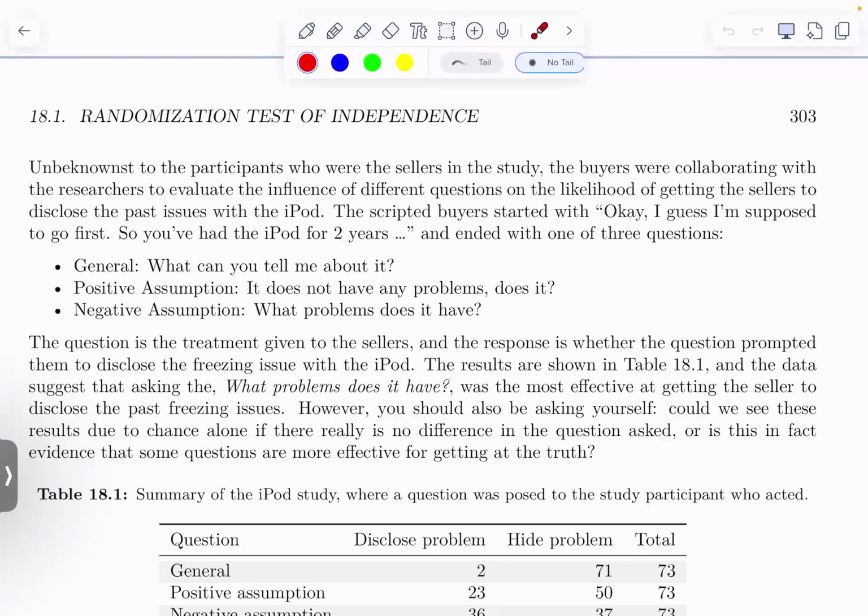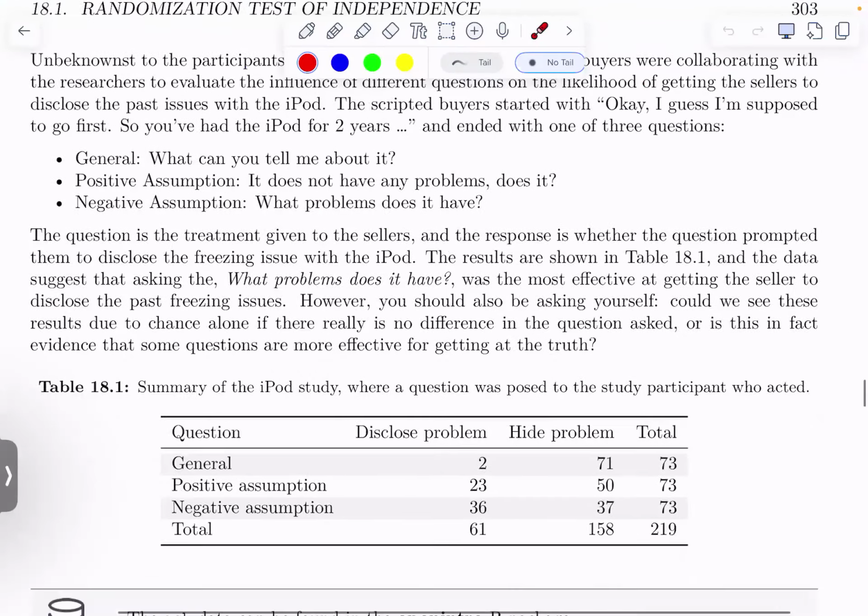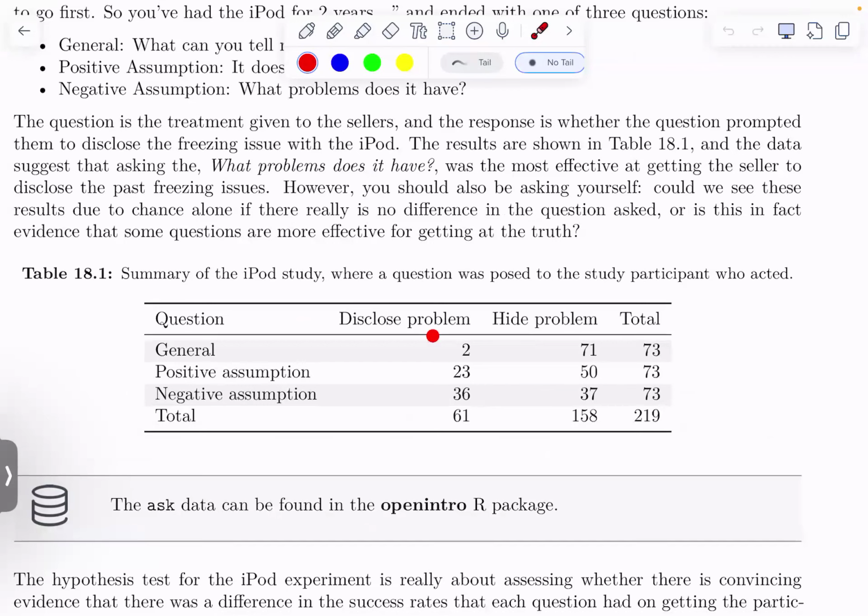And so depending on what question they asked, how likely was the seller to disclose the problem? So now we have the question that the buyer asked. The general question, what can you tell me about it? Then 2 out of 73 disclose the problem. It froze 2 times in the past. Only 2 people caved. Everyone else, oh no, it's fine, it's fine, it's fine.